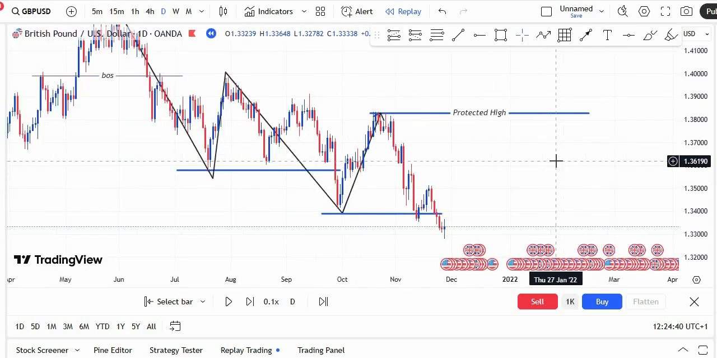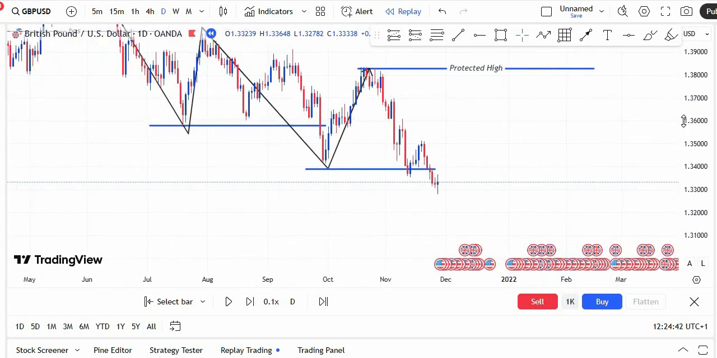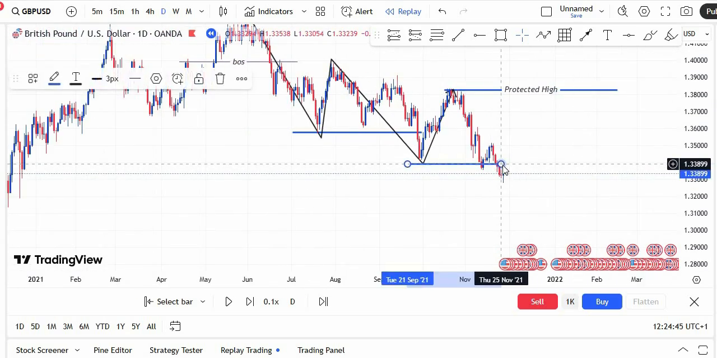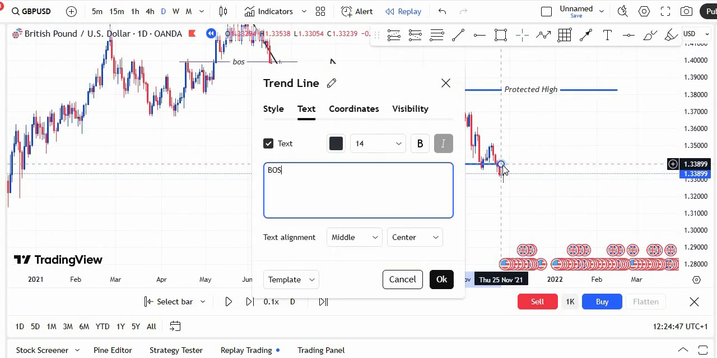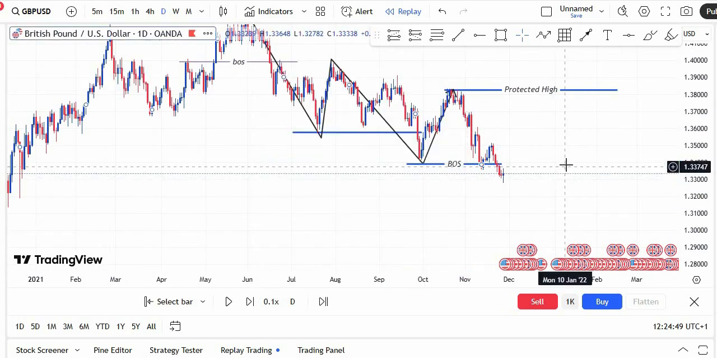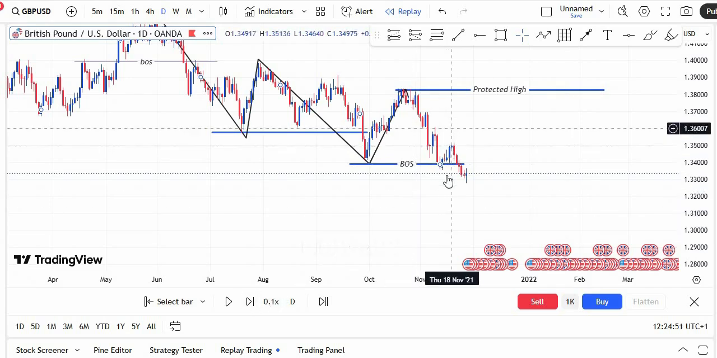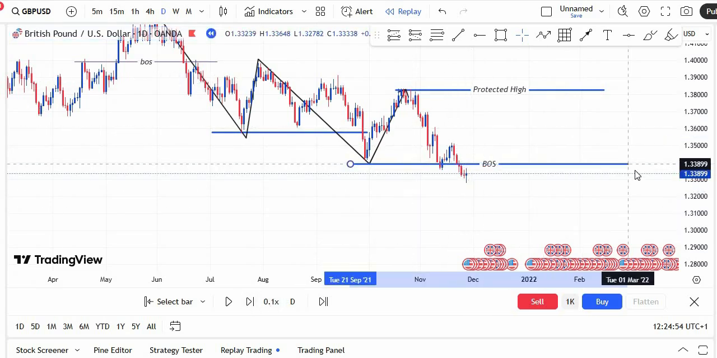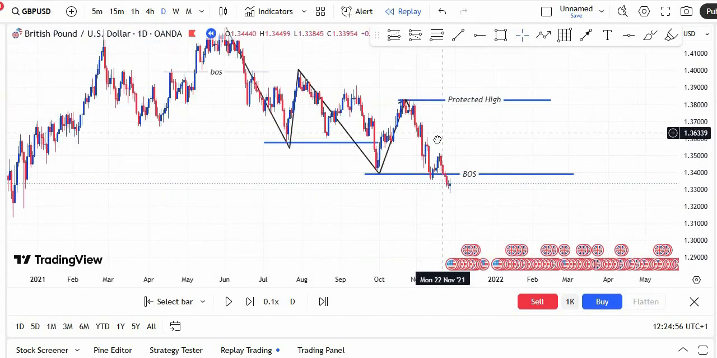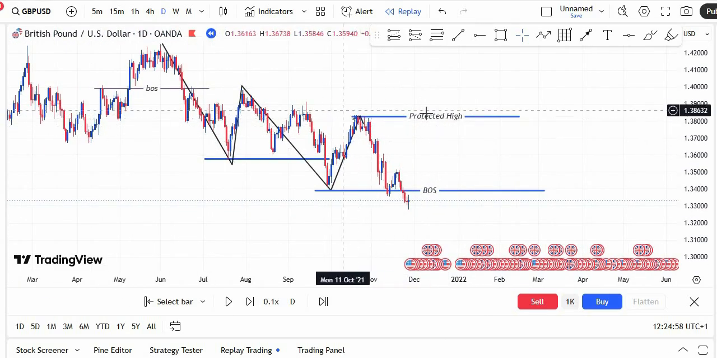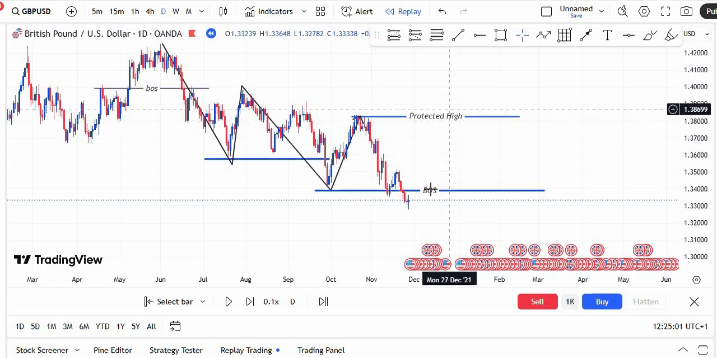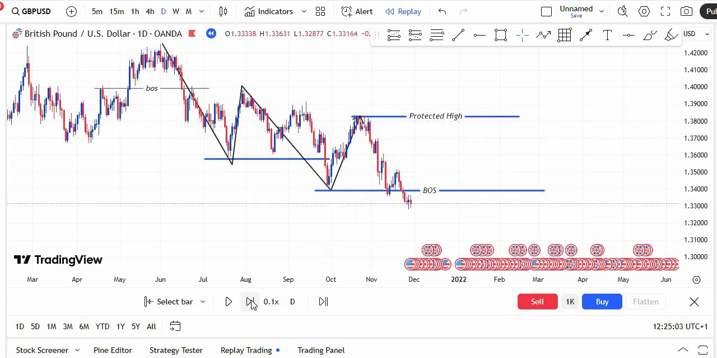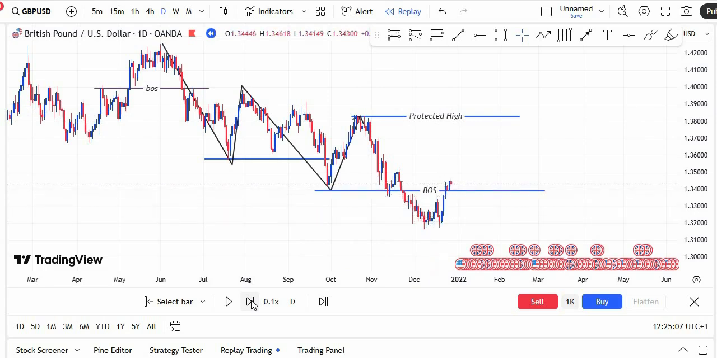Are you getting it? So now we have a break of structure right here because the market has broken it. So what we expect the market to do now is to be in between this break of structure and the protected high, but the market is not allowed to break above the protected high. So let's see what it does. Alright, so the market is dancing in between it. So what are we looking at now?